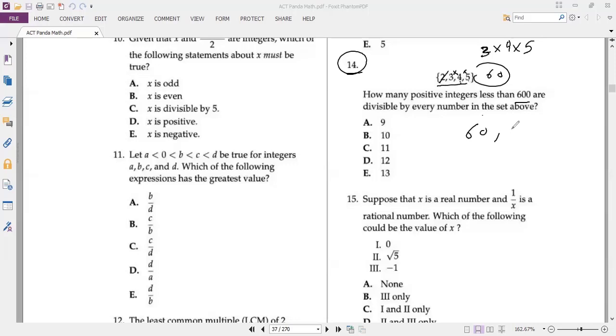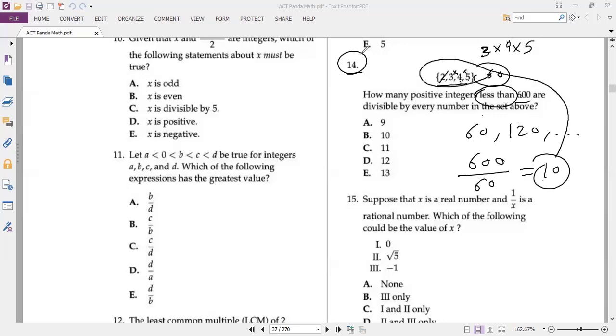After that, jump by 60. How many 60s do we have? You can make it like this: 600 divided by 60, we have 10. But he needed numbers less than 600. 600 needs to be divisible by all of these, but we eliminate 600 because it must be less than 600. So minus 1. So the answer is 9.